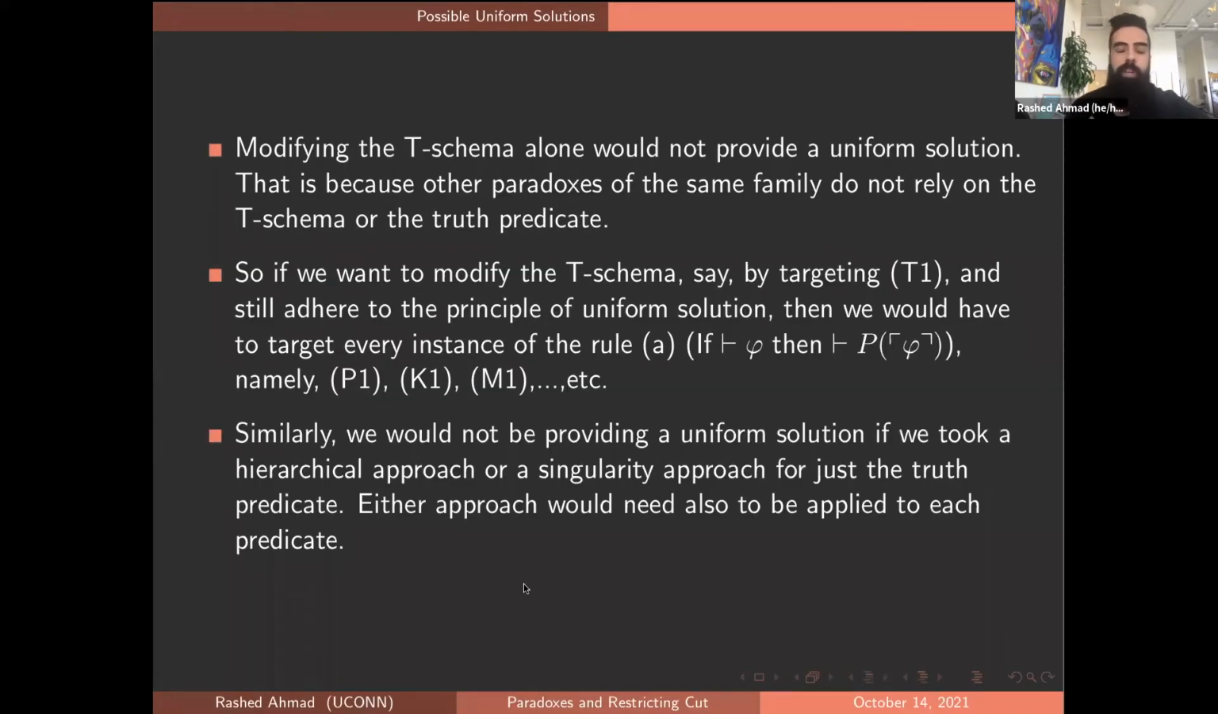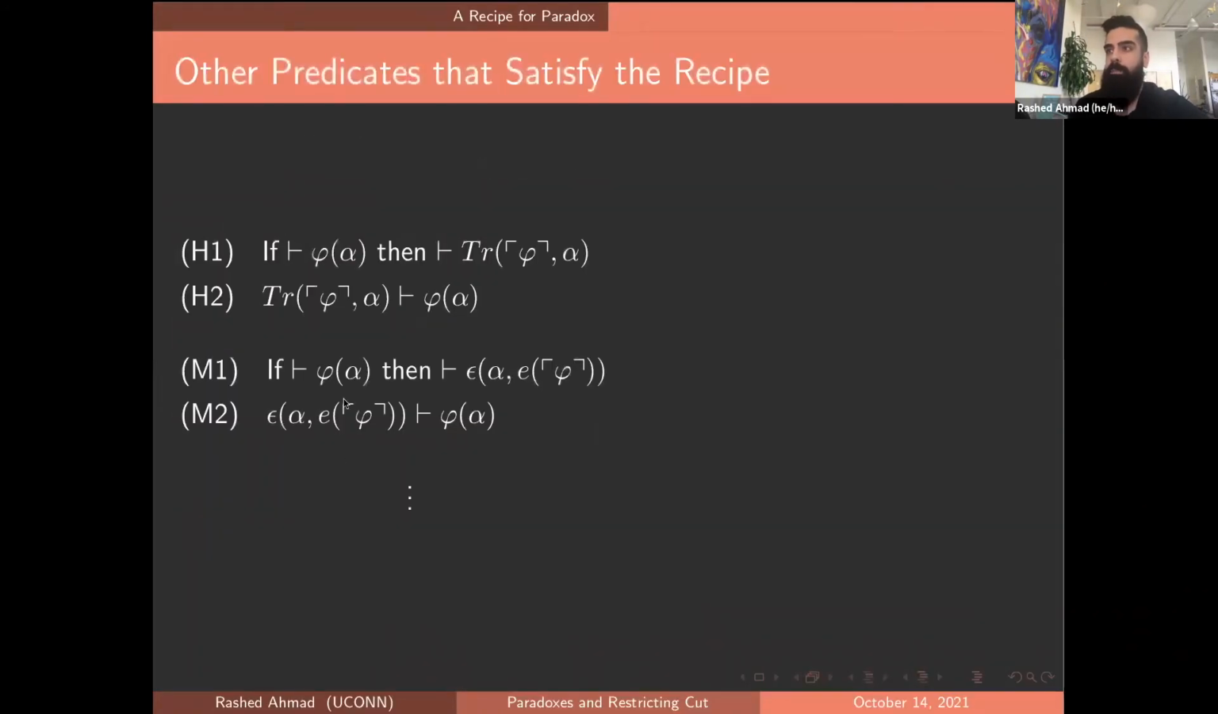Similarly, we would not be providing a uniform solution if we took a hierarchical approach or a singularity approach for just the truth predicate, because either approach would need also to be applied to each predicate. And these are not the only predicates, by the way, the ones I mentioned here. They're not the only predicates. There are a lot more that you can find that fit the schema.